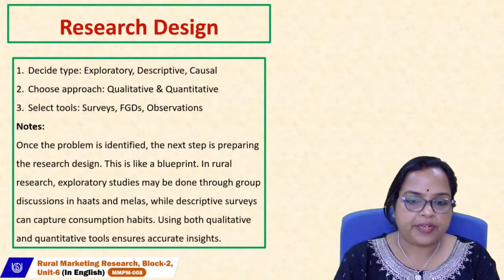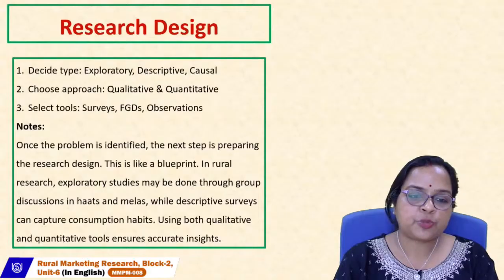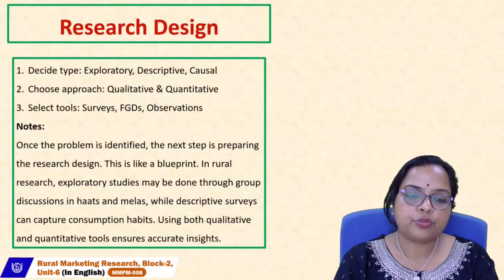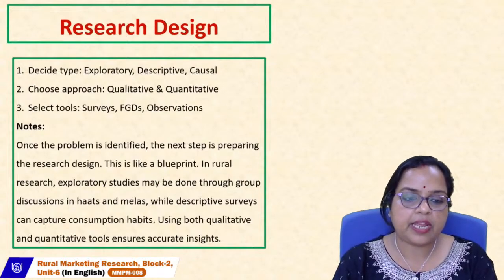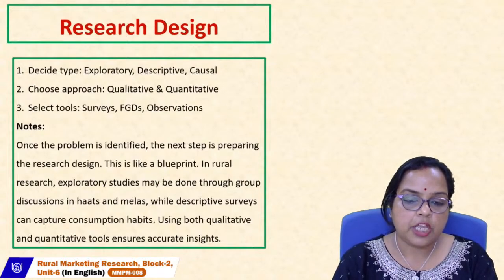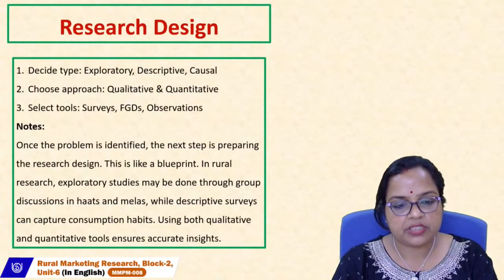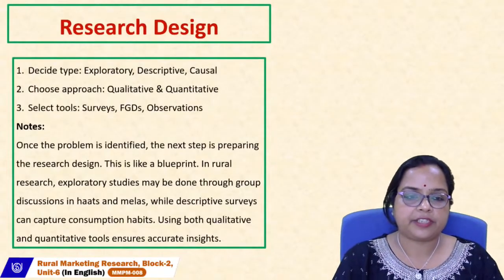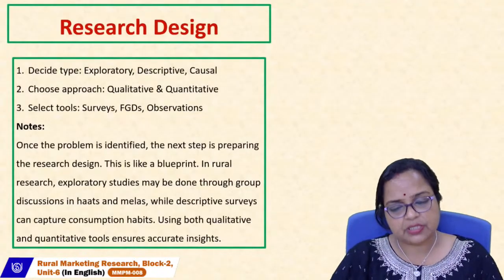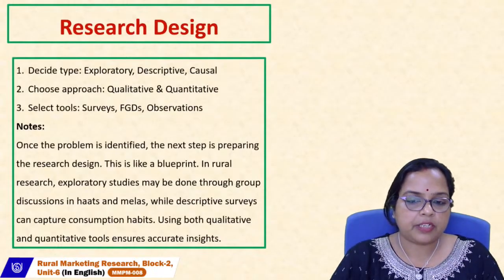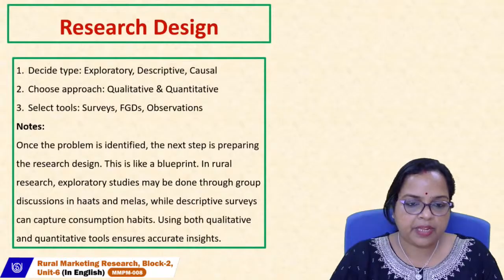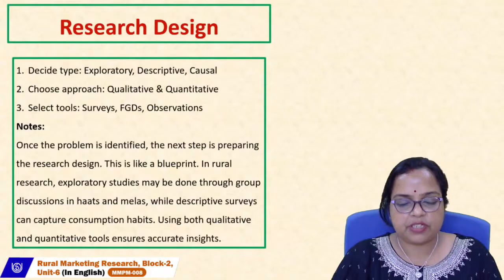It is like a blueprint. In rural research, an exploratory study may be done through group discussions in haats and melas, while a descriptive survey can capture consumption habits. Using both qualitative and quantitative tools ensures accurate results. There are many types of research design. The basic types are exploratory studies, where you have no idea or no clue why your product is not getting adopted. Absolutely no clue at your end, being the marketer of your product. You don't know why these people are not accepting your product.